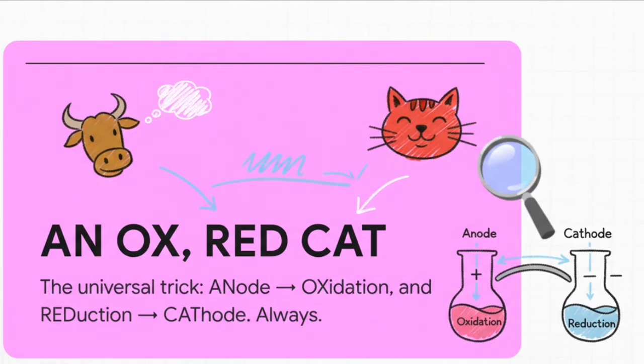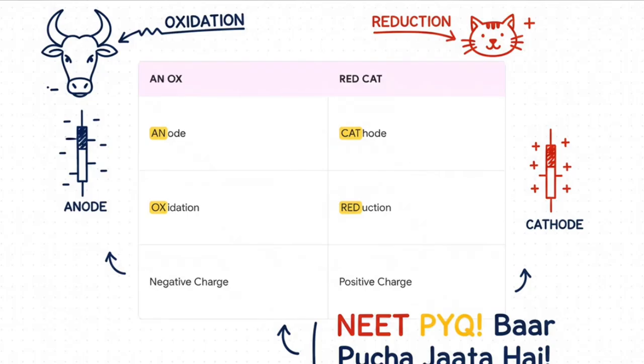Now this right here, this is probably the biggest, most important trick in the entire chapter. If you only remember one thing today, make it this: anox, red cat. It's so simple. Oxidation happens at the anode, that's anox, and reduction happens at the cathode, red cat. Simple as that. So let's break that down just a little more.